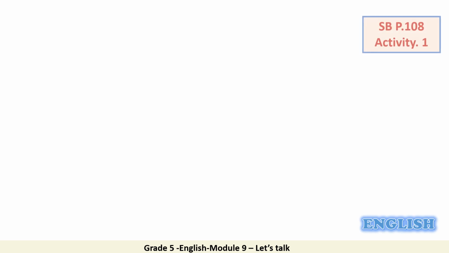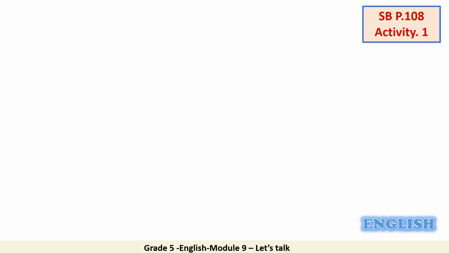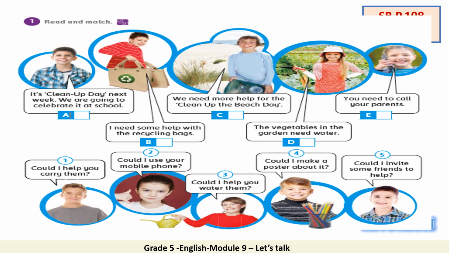Let's master this. I want you to open your student book page 108 and have a look at activity number 1. In this question, we will have to read and match. We have 5 situations, A, B, C, D, E. And we have 5 people asking for permissions, numbered from 1 to 5. What we have to do here is match the situation with the related permission.